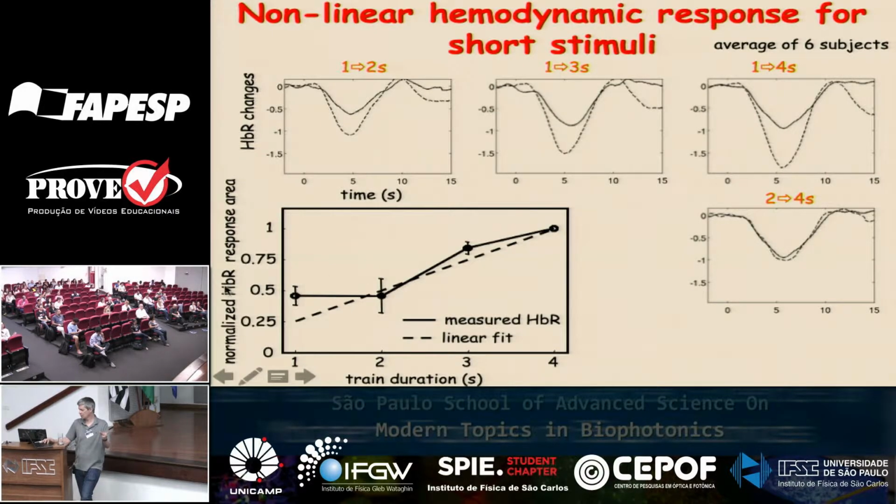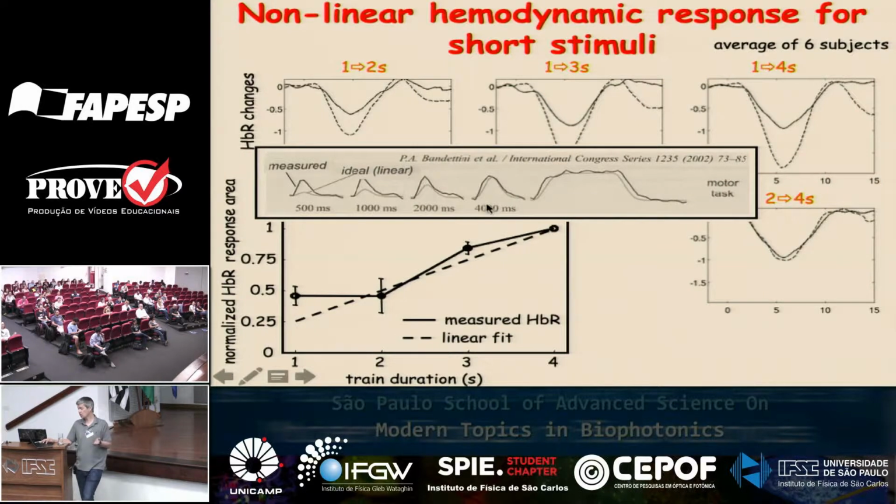So this is another way of looking at the amplitude of the deoxyhemoglobin response. For 2, 3, 4 seconds, it's linearly increasing, but for a short stimulation, there's this nonlinearity, right? This was actually also observed with fMRI. Peter Bandettini showed this, and in the fMRI literature, there is this debate. Is this nonlinearity a nonlinear hemodynamic response, or is it just reflecting a nonlinearity in the neural response, right?